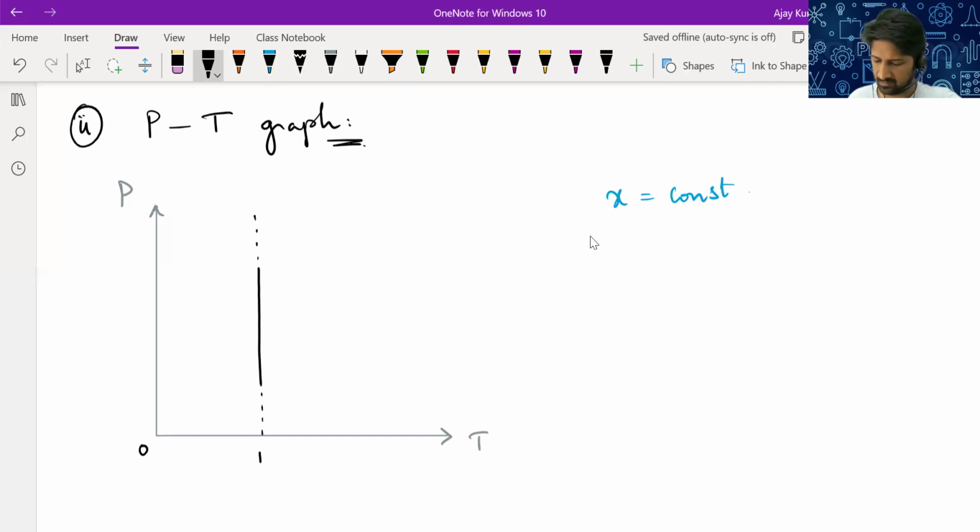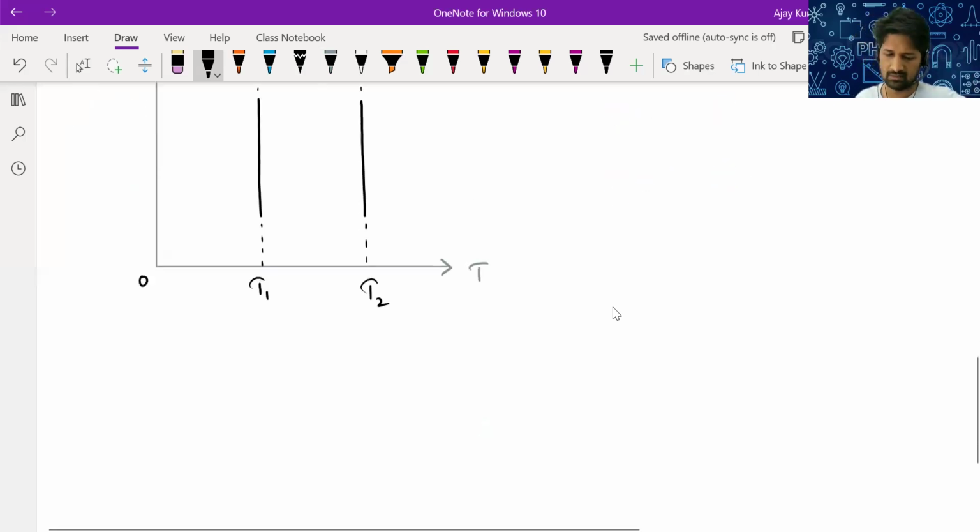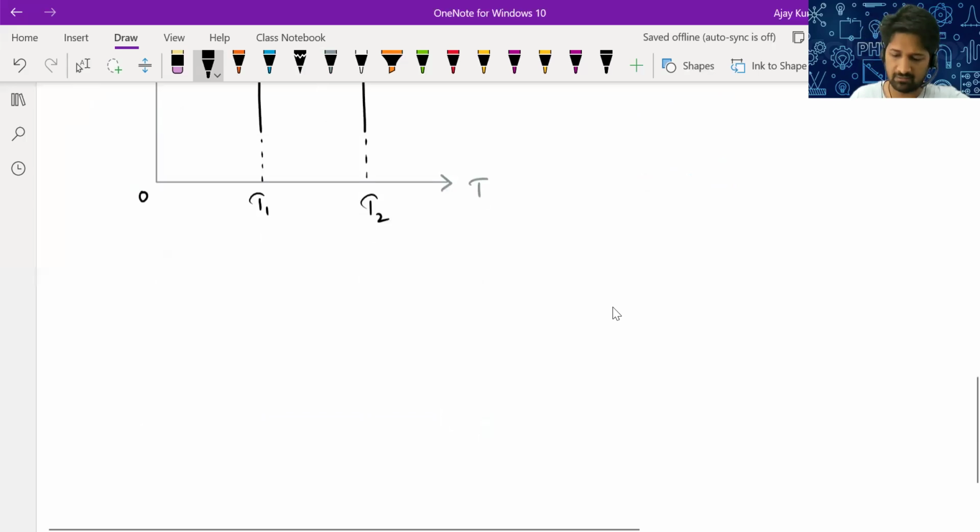So let's say this is a temperature T1. If you carry out the isothermal process at another temperature T2 and plot the pressure as a function of temperature, then it will look like this. Temperature being constant, pressure can go up or down depending on the process. That's how the pressure temperature graph looks. Very easy. Temperature is constant, no? So what other state variable will be varying?